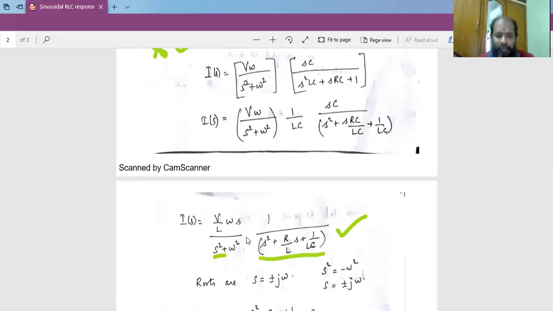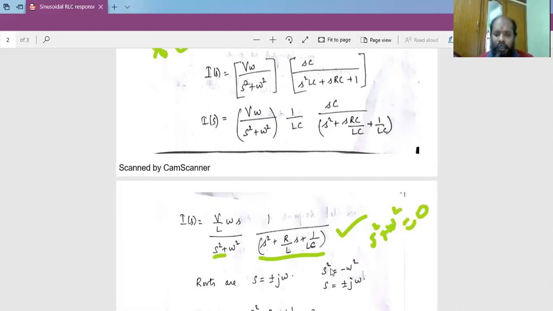This equation we are already familiar with. It is a complex conjugate, purely imaginary. s is equal to plus or minus jω. This is obtained when you equate it to 0. You will get s squared is equal to minus ω squared. That is, s squared plus ω squared is equal to 0.